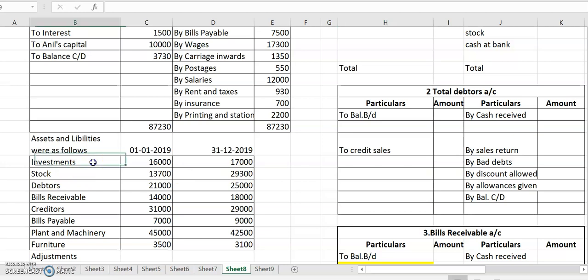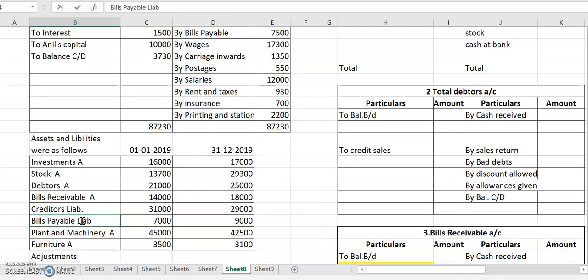So these headings are again divided into where we record them. Investment is recorded on the asset side, so record it as an asset. Then stock is also recorded on the asset side. Debtors are also recorded under the heading of asset, both opening and closing. Bills receivable are also recorded under assets, and plant and machinery also under assets. Furniture is recorded under the head of asset, but creditors and bills payable are recorded under the head of liability.